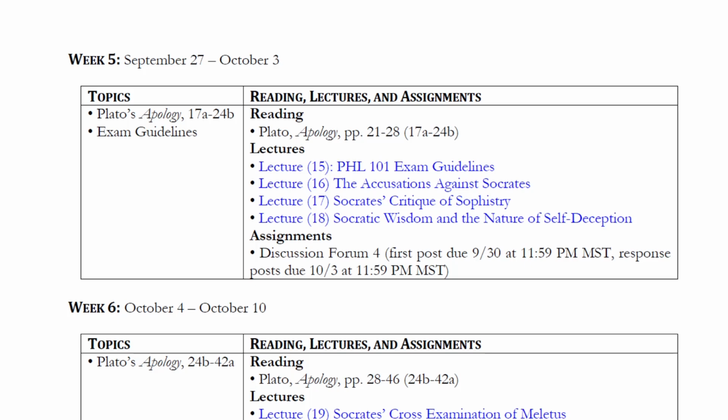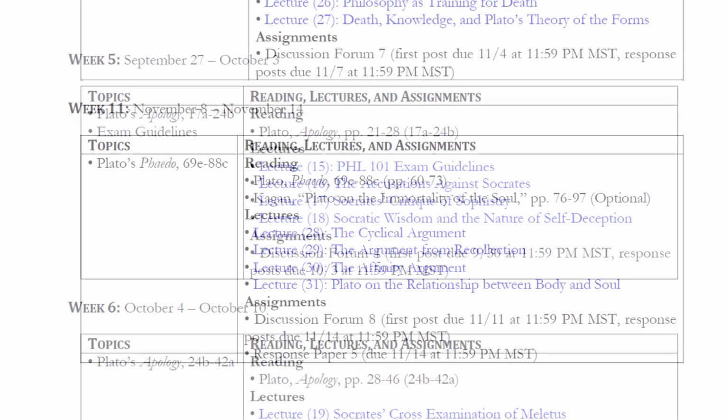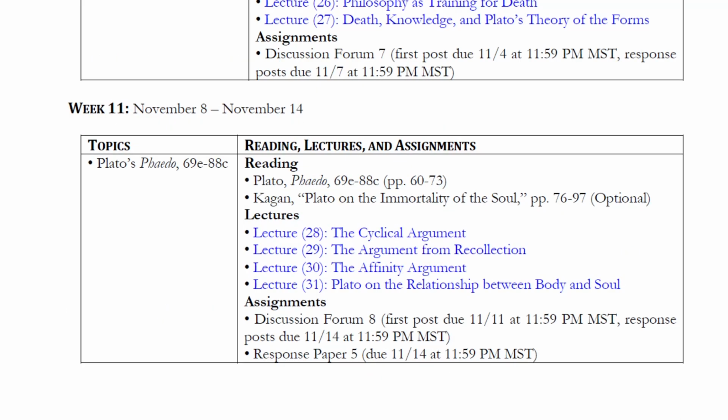In this case, there is one assigned reading, Plato's Apology, and here you can see that you are only required to read pages 21 to 28. In addition, in some cases there will be a reading that is listed as optional. For instance, in week 11, there is one required reading, which is entitled The Phaedo by Plato, pages 60 to 73, but there's also an optional reading, Plato on the Immortality of the Soul by Kagan, pages 76 to 97.